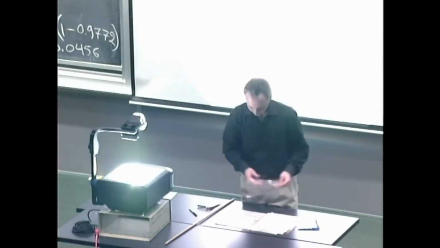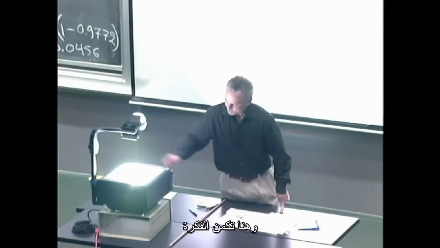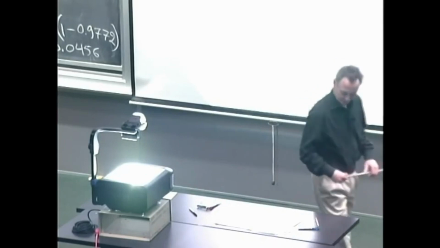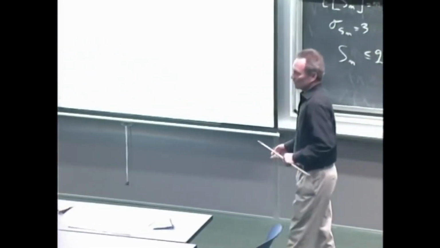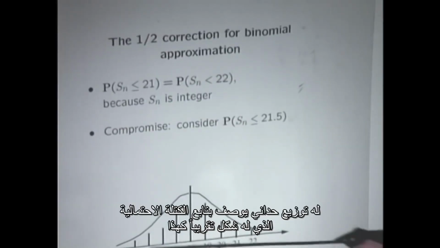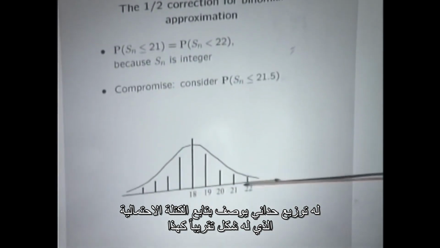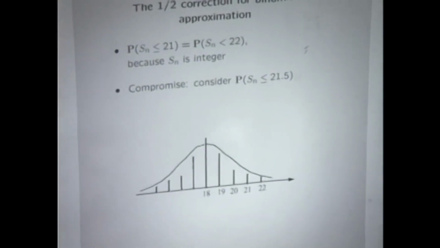Okay. It turns out that we can. And here's the idea. So our random variable Sn has a mean of 18. It has a binomial distribution. It's described by a PMF that has a shape roughly like this and which keeps going on.